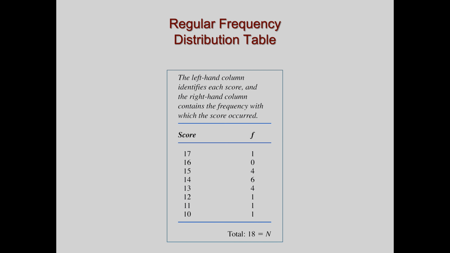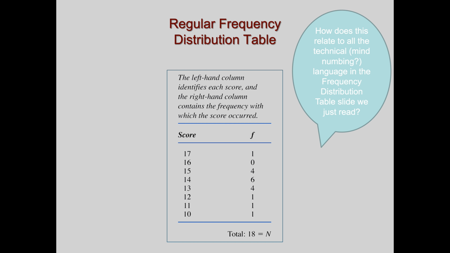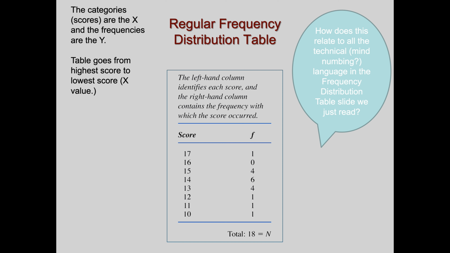We talked about a regular frequency distribution table and that we don't want to get too hung up on fancy technical terminology. The f is for frequency. It's how many of each score there are. The N is the total number of frequencies, the total number of scores. And there's always an X and a Y. The scores are always the X. The Y is always the frequency. The table goes from the highest score to the lowest score. That's important. The highest score, 17, always goes down to the lowest score, 10. The frequency is how many times a specific X value occurred.